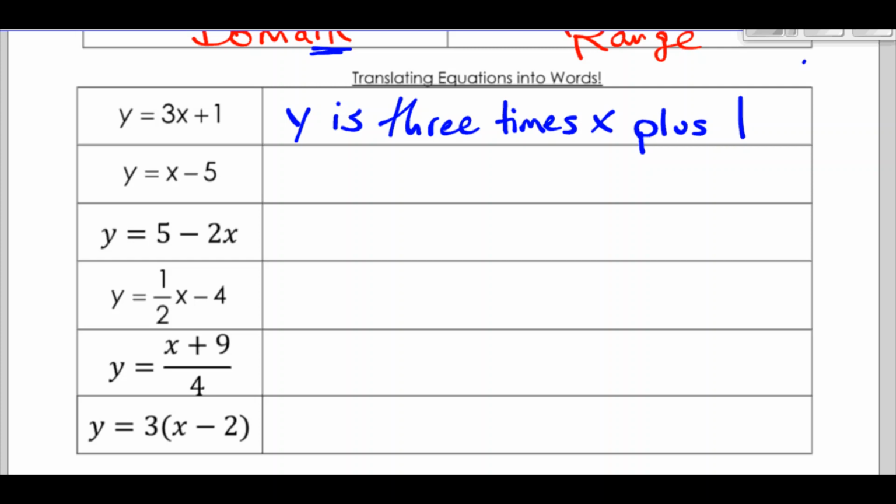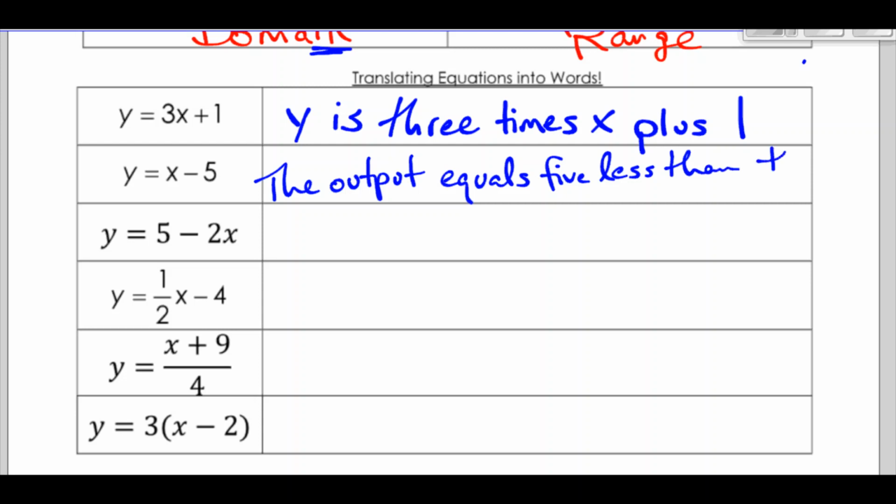I'm going to get a little bit mathier with this one. The output equals 5 less than the input. Remember, even though the 5 happens last in that equation, even though it's there really, in my sentence, when I say it as this, 5 less than something, I'm changing the order of that. I have my input first, my x comes first, and then I have the 5 less than that, which is really just subtracting from it.